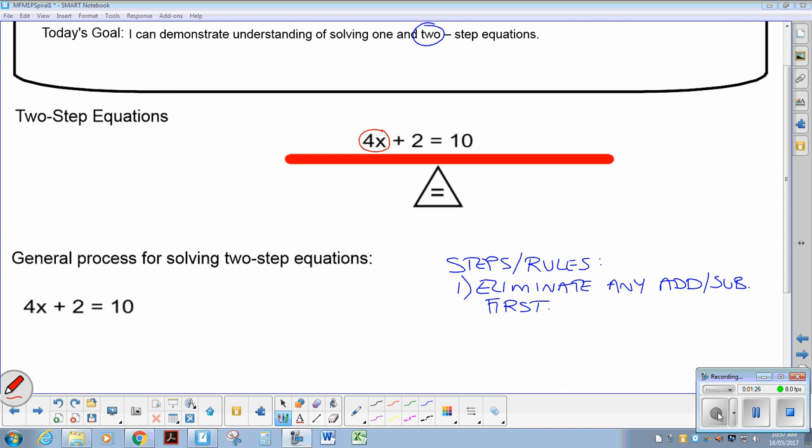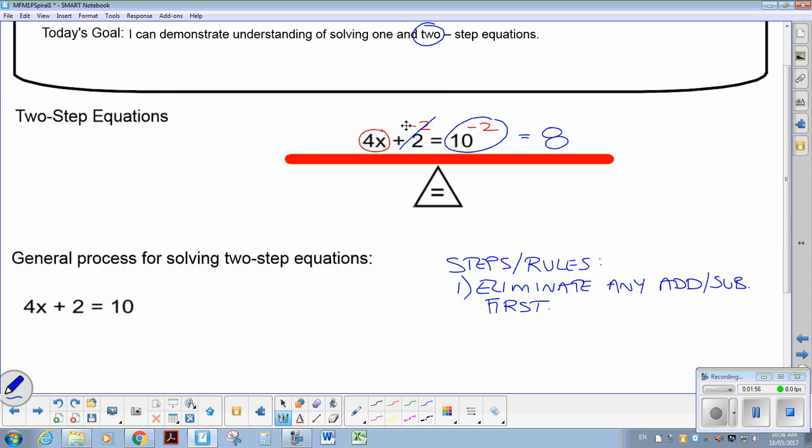So in order to get that red circle by itself, we need to get rid of that plus 2. So similar to what we did yesterday, the opposite of adding, or the inverse, is subtracting. So we put subtract 2 on both sides. So that's step 1. So what happens is that 2 minus 2 cancels it out. And that 10 take away 2, that's going to leave me with 8. All right? So now we have 4x on one side of the teeter-totter and 8 on the other.